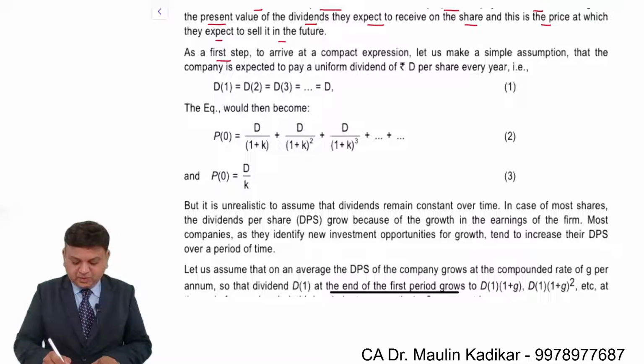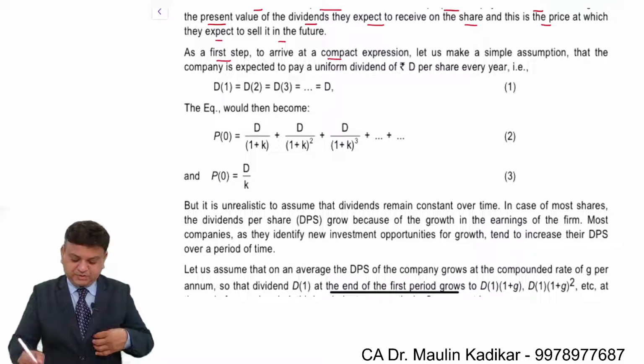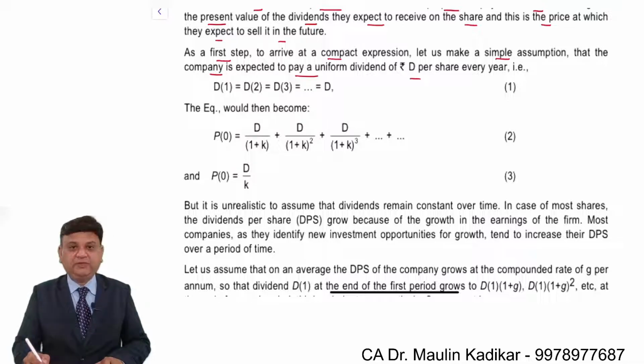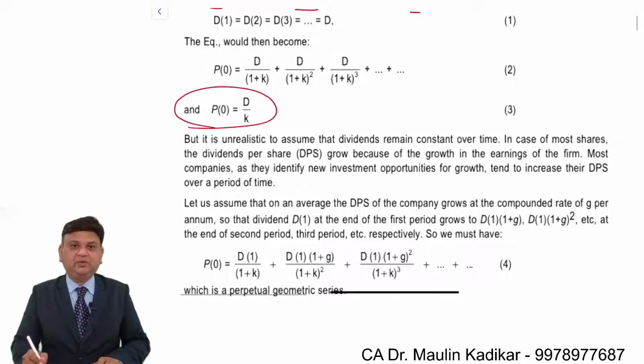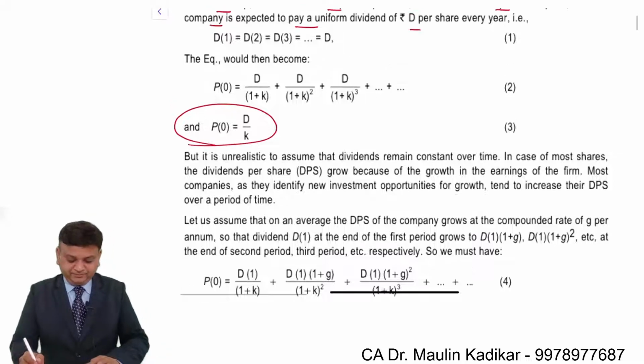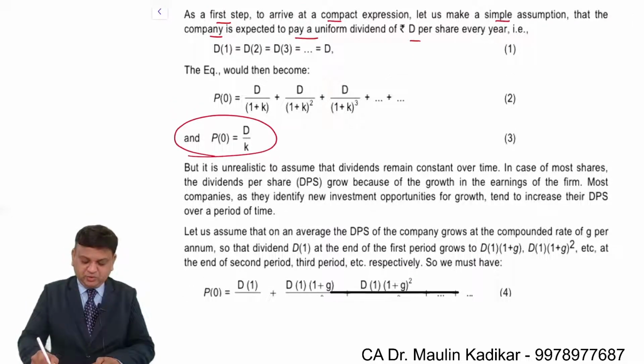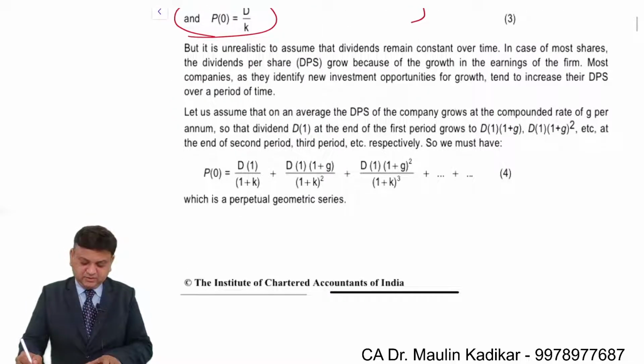As a first step to arrive at a compact expression, let us make a simple assumption that the company is expected to pay a uniform amount of dividend every year. Then in that case P0 will be equal to D1 upon K. That is the way we compute the present value of the dividend.